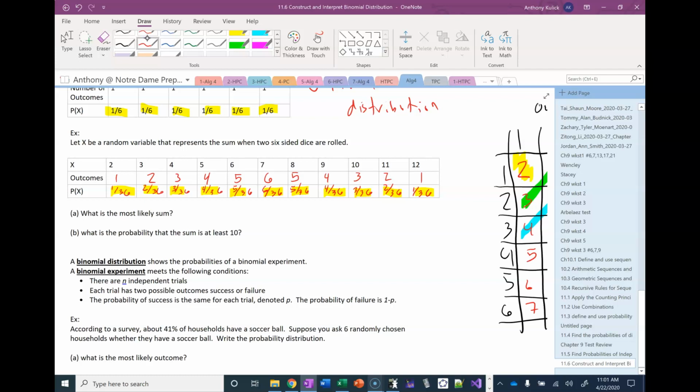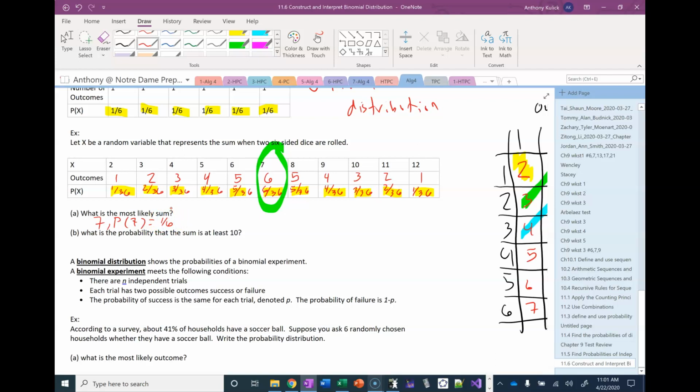So I can use this probability distribution to compute things. For example, what is the most likely sum? I want the sum with the highest probability. In that case, 7. The P of 7 is 6 out of 36, which really just reduces down to 1/6.